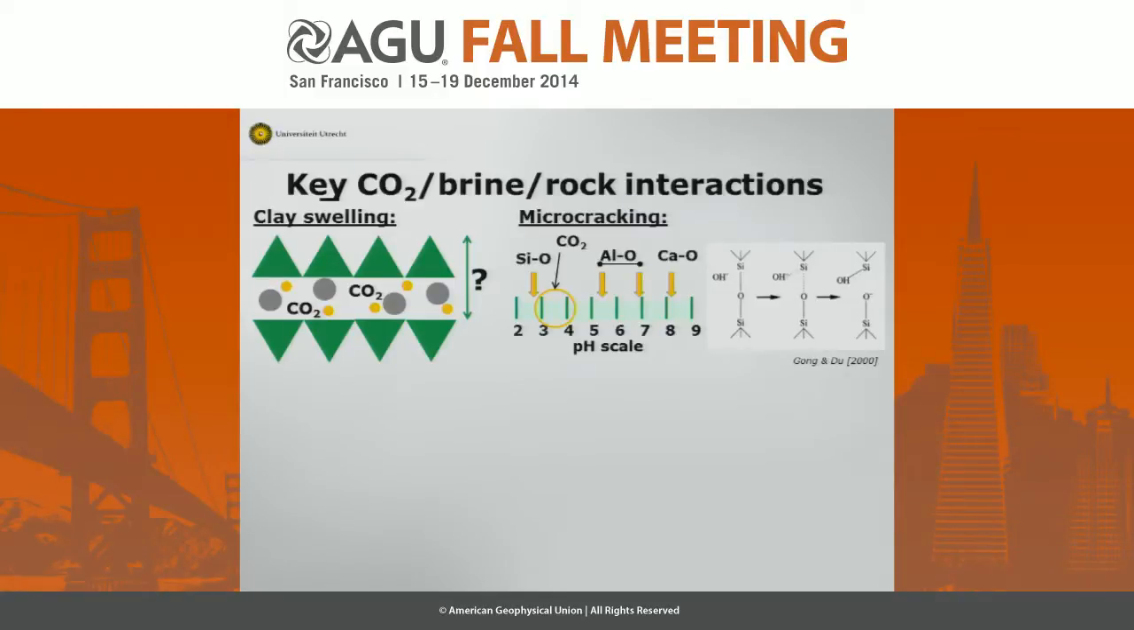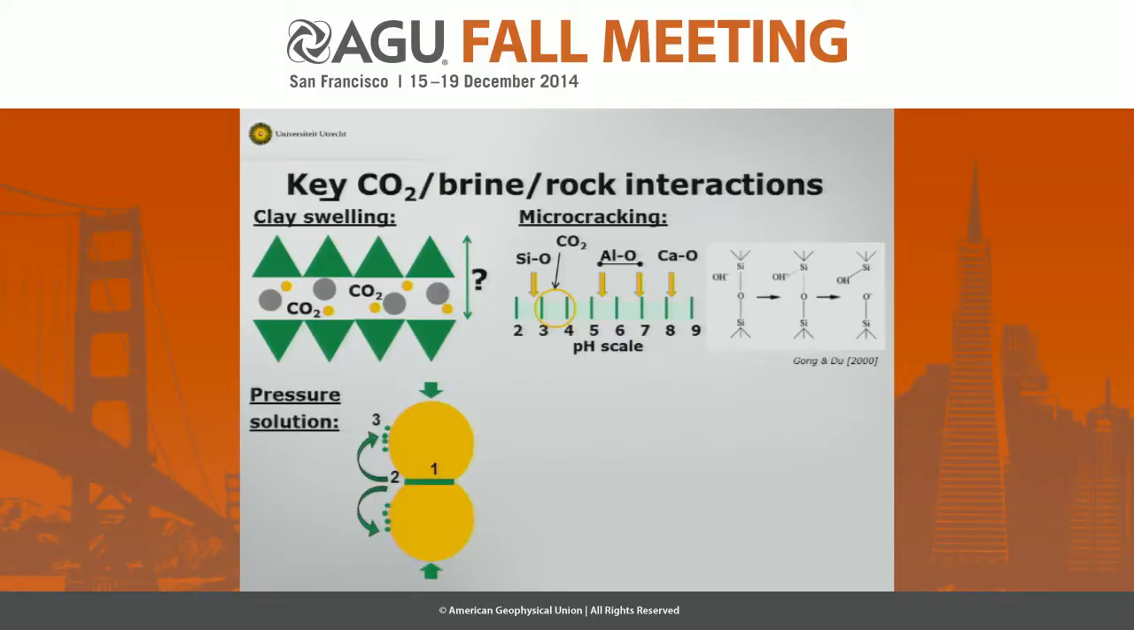In addition to that, experiments have shown that microcracking is affected by the injection of CO₂, mainly because of the lowering of the pH of the fluid that the rock is in contact with, and it either may inhibit microcracking or it may enhance microcracking.